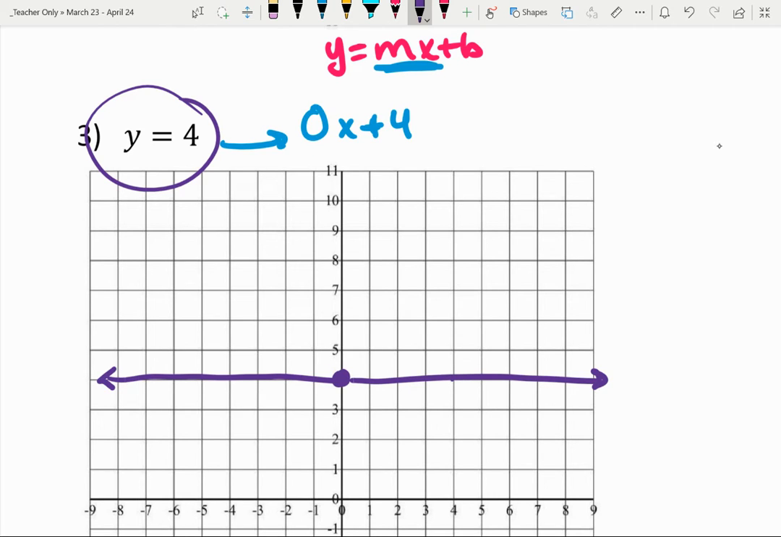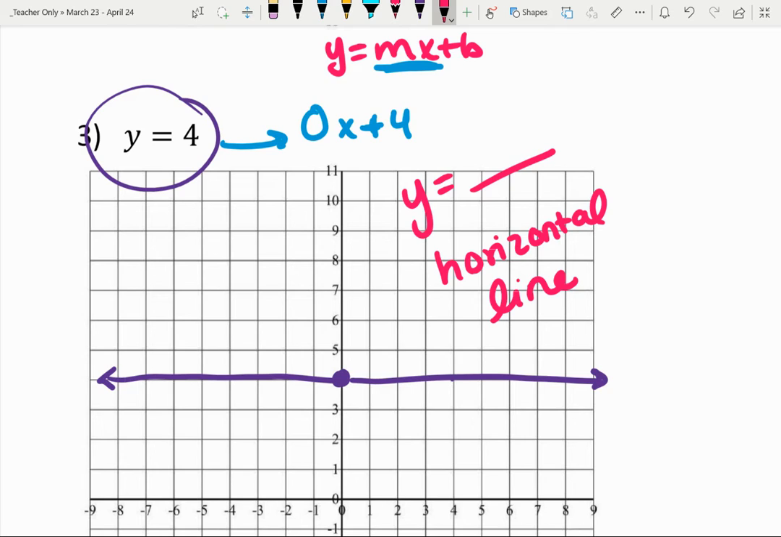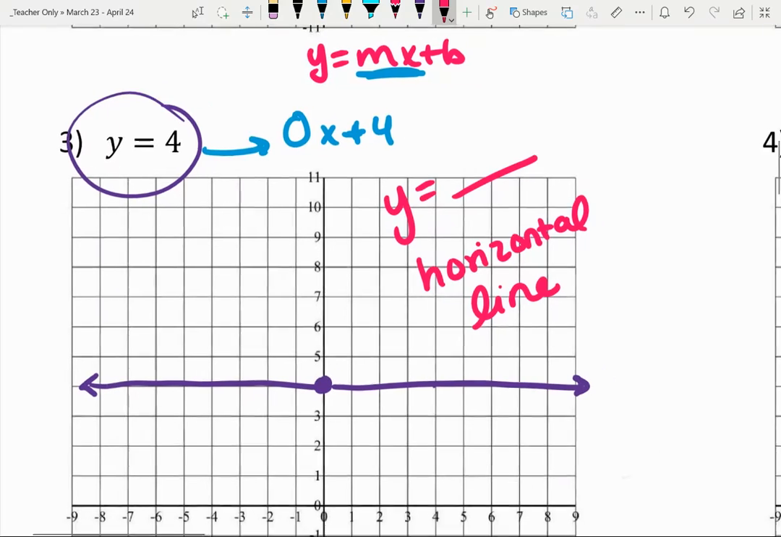4, 4, 6, 4, 8, 4. Everything has the same y value of 4. So whenever I see something that's written like y equals something, a number without an x, that is always a horizontal line. And so if I ever needed to graph a horizontal line, that's what I would use. I would use y equals a number.